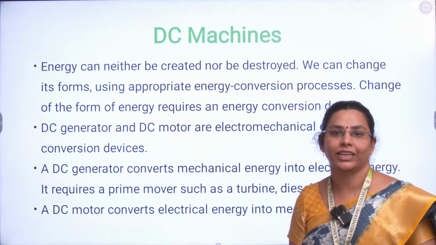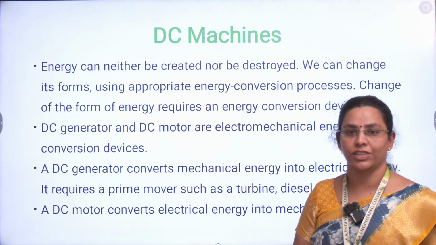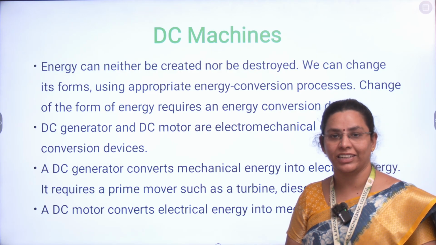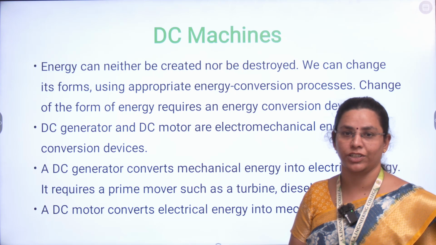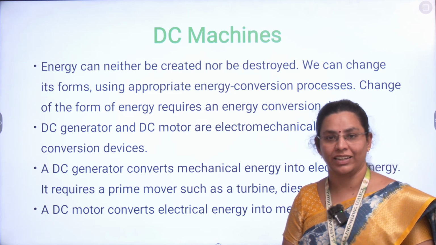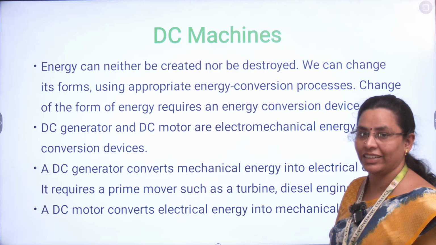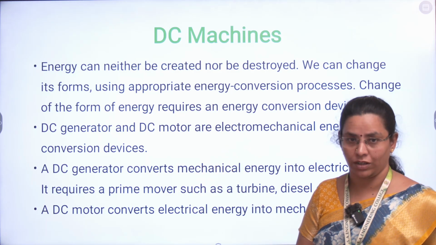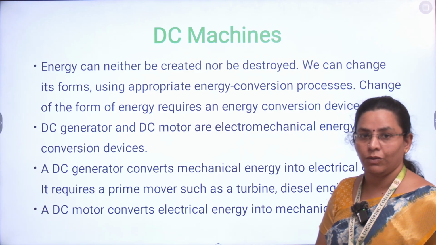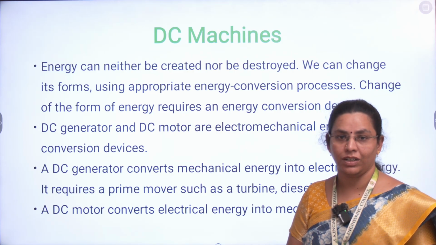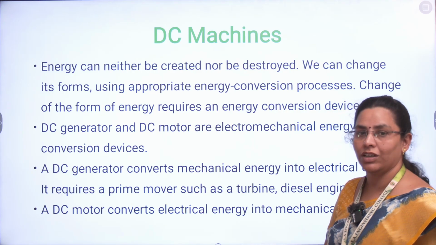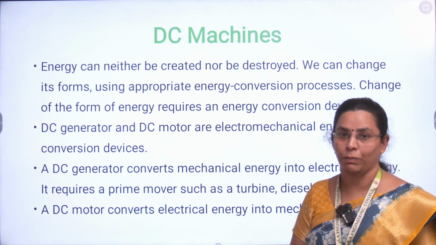Basically, energy can be converted from one form into another form. A DC machine is an electromechanical device which converts one form of energy into another. DC machines are classified into two main categories: one is the DC generator, another is the DC motor. Both are electromechanical energy conversion devices. The DC generator converts mechanical energy into electrical energy, and the DC motor converts electrical energy into mechanical energy.